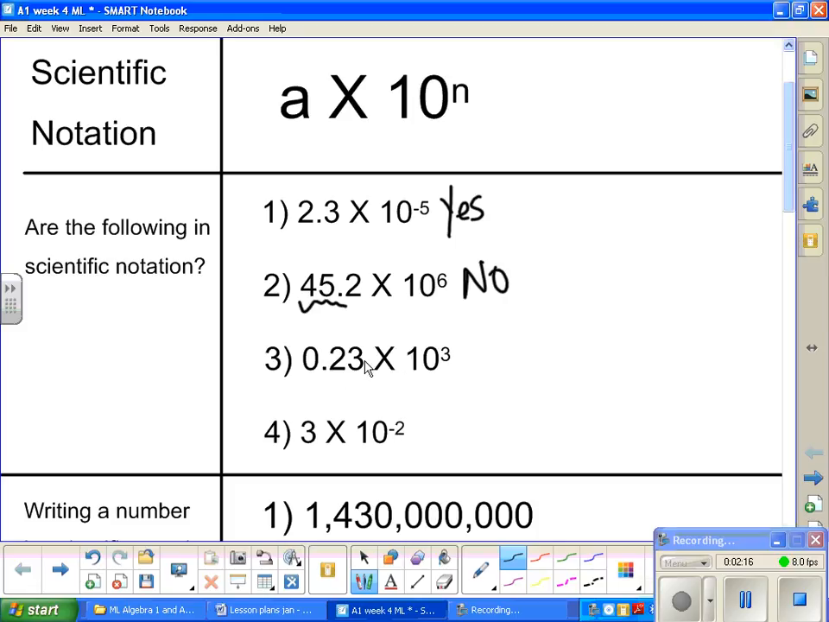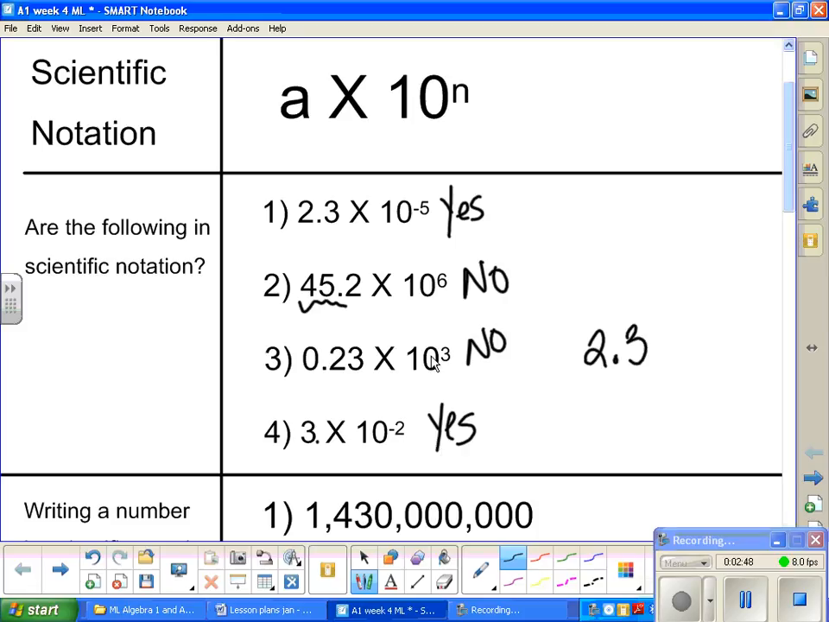Number 3 would be a no, 0.23 times 10 to the 3rd power, because your decimal should be in between two numbers. The number in front of the decimal should not be a 0, so this would be a no. It should look like 2.3. And the last one, 3 times 10 to the negative 2 power. Since there's only one number, the decimal is invisible behind it, so this would be a yes.